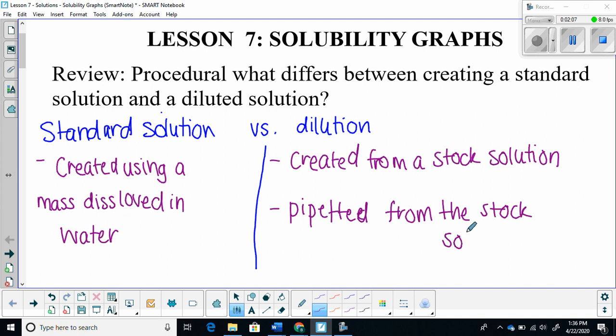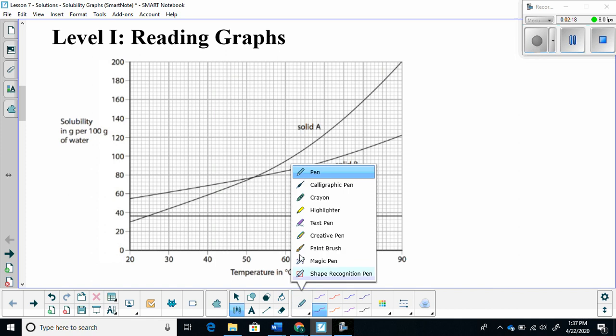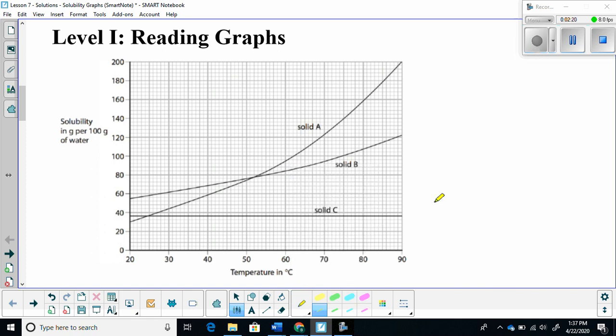Okay, that is basically the main differences. Everything else is pretty much the same. You're using a volumetric flask, you're calibrating to the line. Okay, so let's get into working with graphs now.